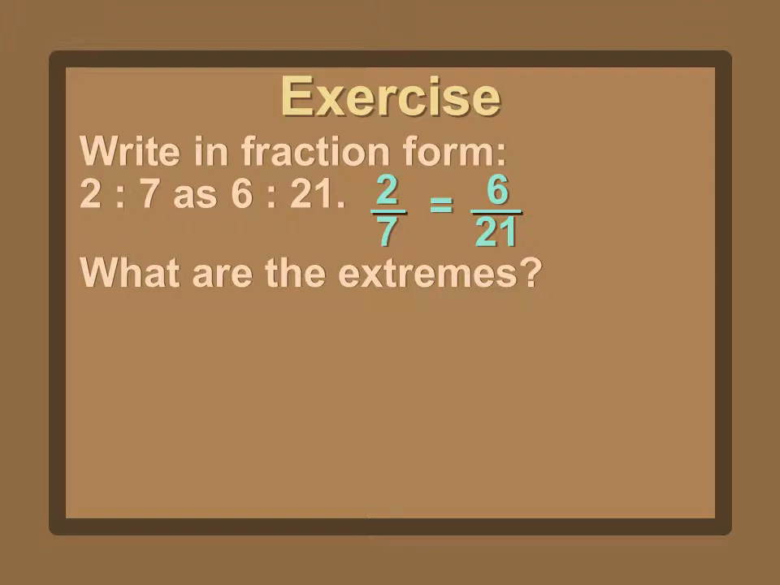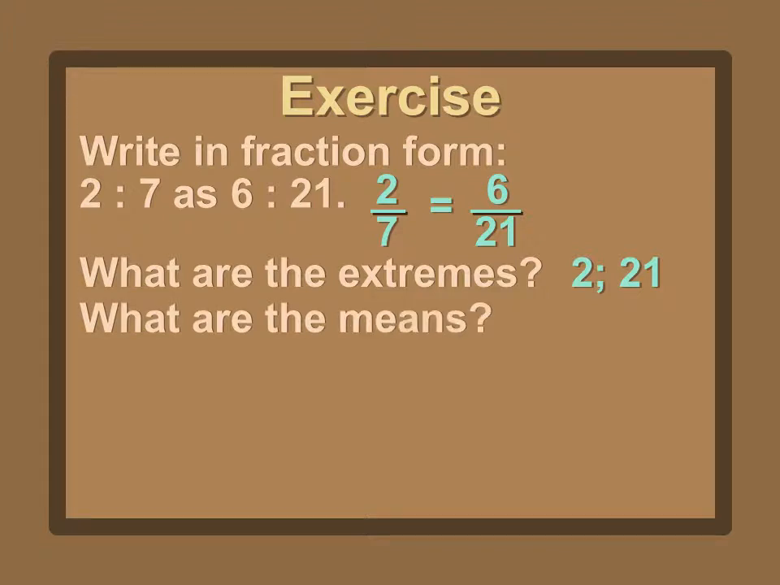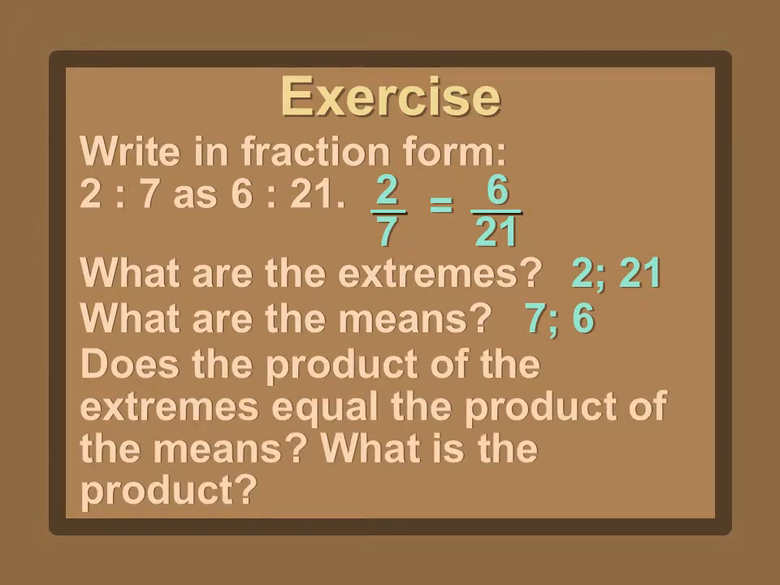So what are the extremes? So this is where we have to remember our definitions. The extremes are 2 and 21. What are the means? Well, the means would be 6 and 7, 7 and 6. Does the product of the extremes equal the product of the means? Well, the product of the extremes is 2 times 21, which is 42, and the product of the means is 7 times 6, which is also 42. So the answer is yes, 42. But we knew that was going to happen because that is a rule.